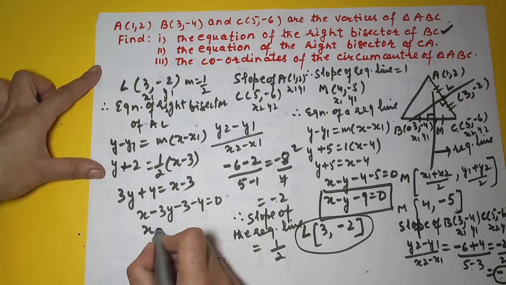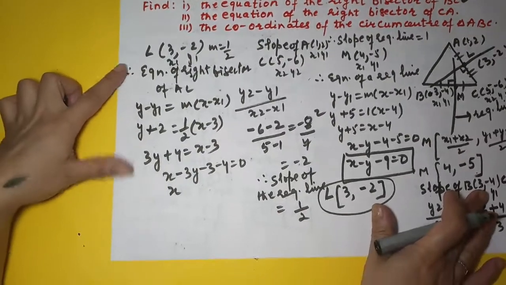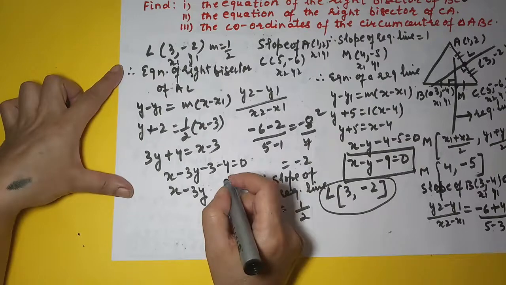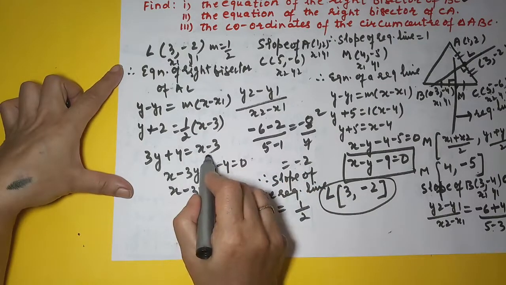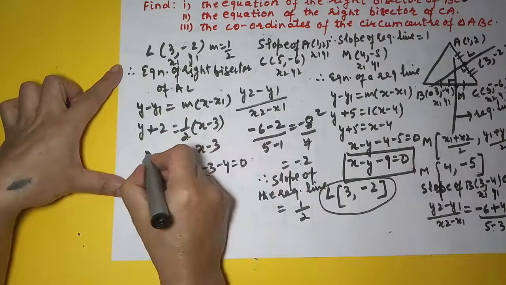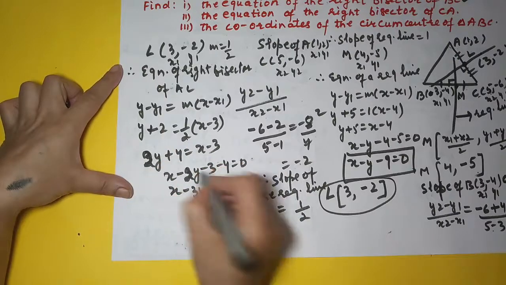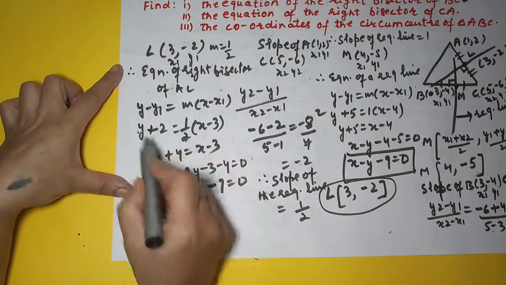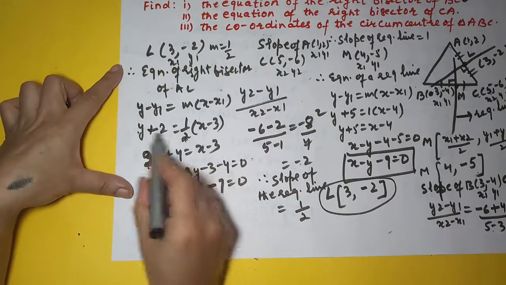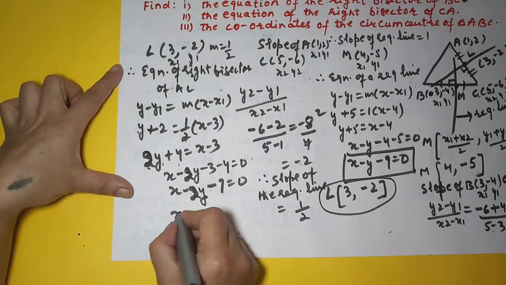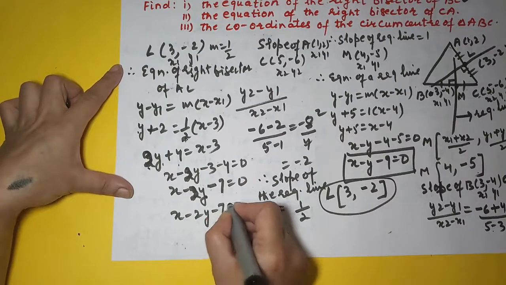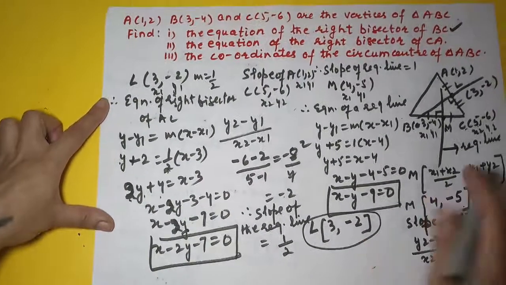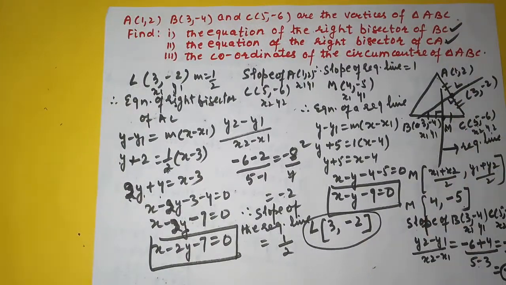So we got x minus 3y. Oh, have we made any mistake? This is 2y. Sorry. This is 2y. X minus 2y minus 7 equal to 0. 2 into y is 2y. 2 into 2 is 4. I had written 3 here. So you have x minus 2y minus 7 equal to 0 will be the equation of the right bisector of AC. Right? That's also done.